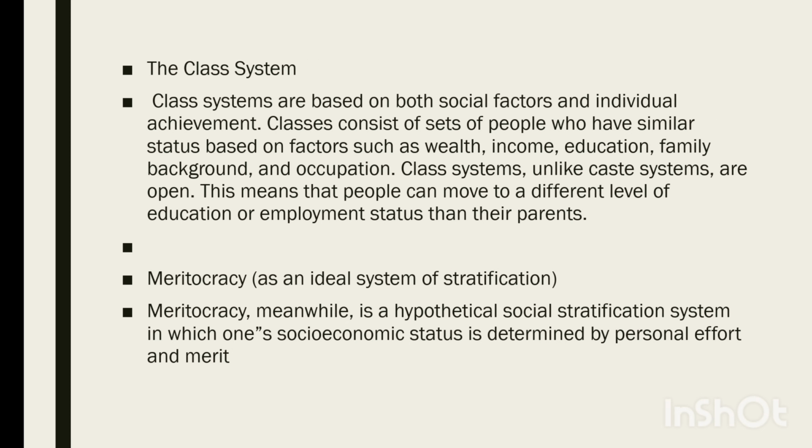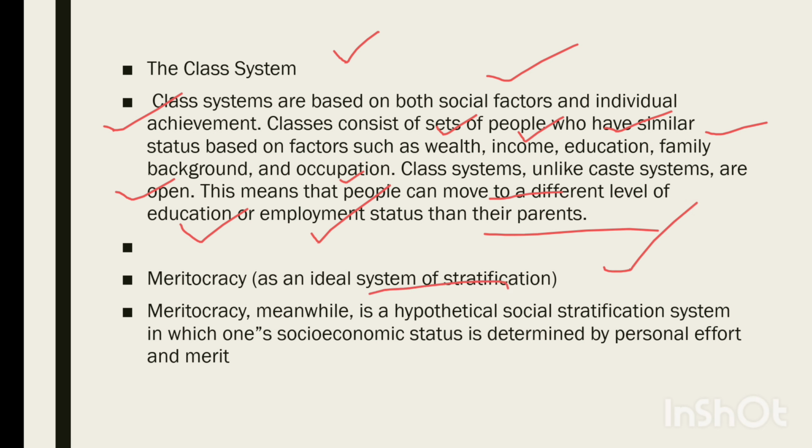Class system. Class systems are based on both social factors and individual achievement. Classes consist of sets of people who have similar status based on factors like wealth, income, education, family background, occupation, etc. Class systems, unlike caste systems, are open systems. This means that people can move to a different level of education or employment than their parents. Meritocracy is an ideal system of stratification. Meritocracy, meanwhile, is a hypothetical social stratification in which one's socioeconomic status is determined by personal effort and merit.